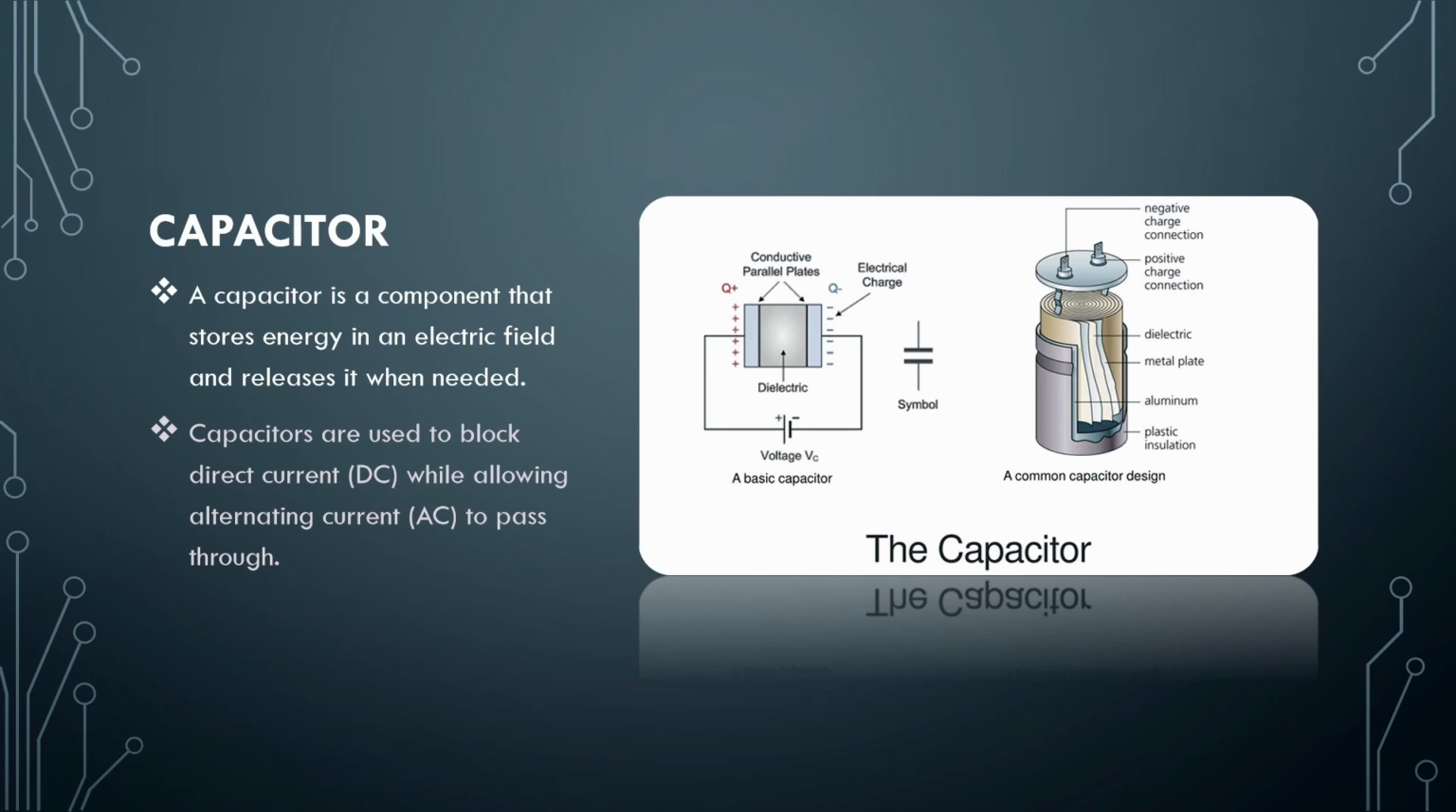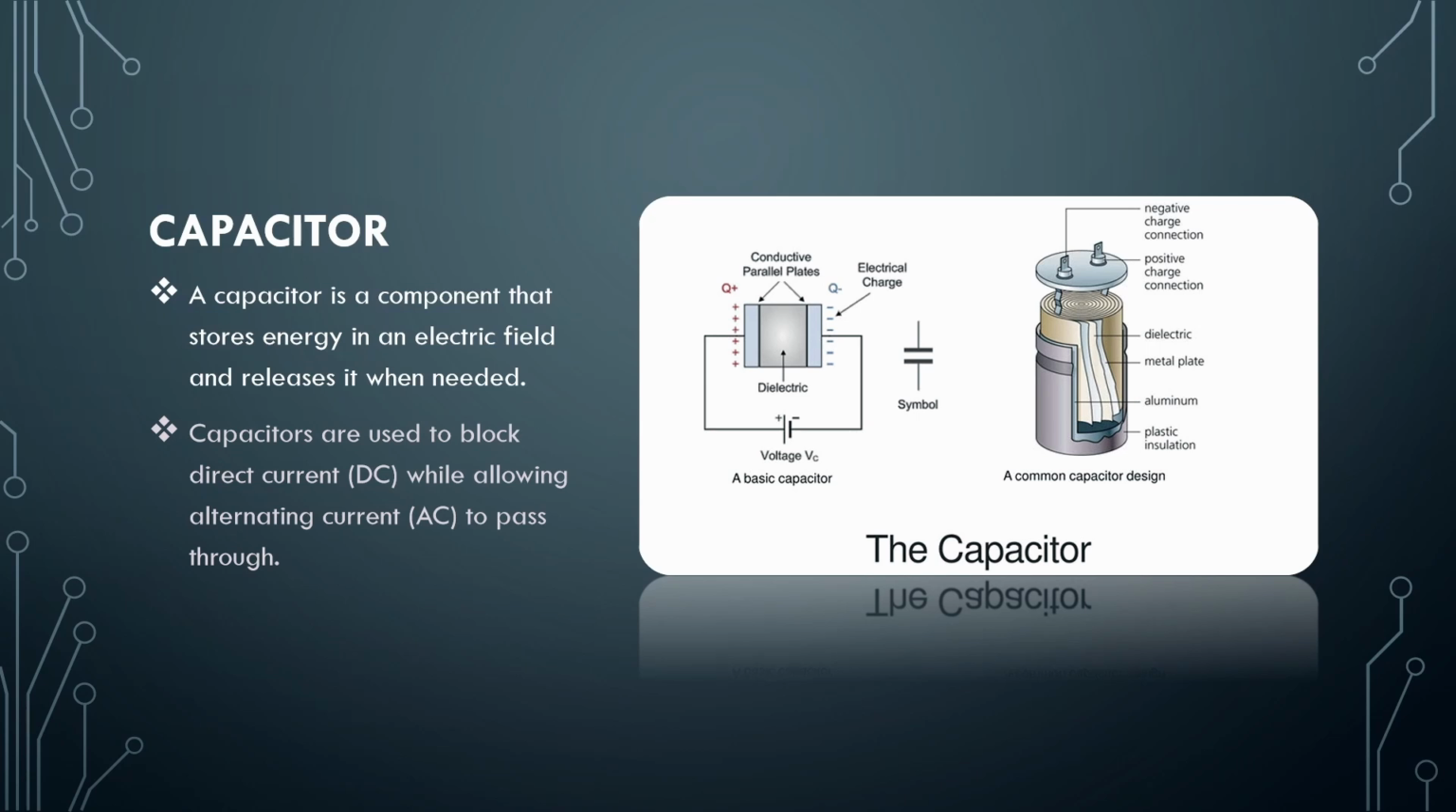Types of capacitor. There are different types of capacitor. A ceramic capacitor is widely used for its small size and reliability, ideal for high frequency applications. Another type is the electrolytic capacitor, known for high capacitance value, commonly used in power supply circuits. Another type is the film capacitor. It offers good stability and low ESR, suitable for audio applications.